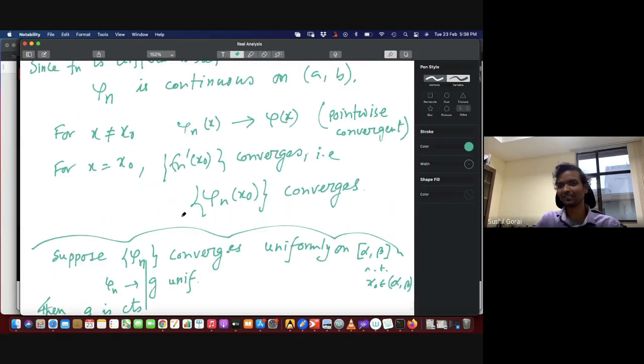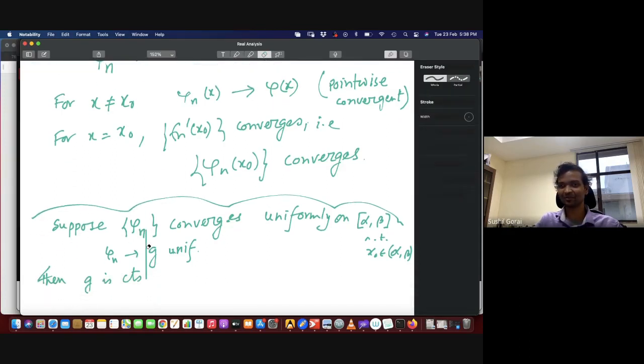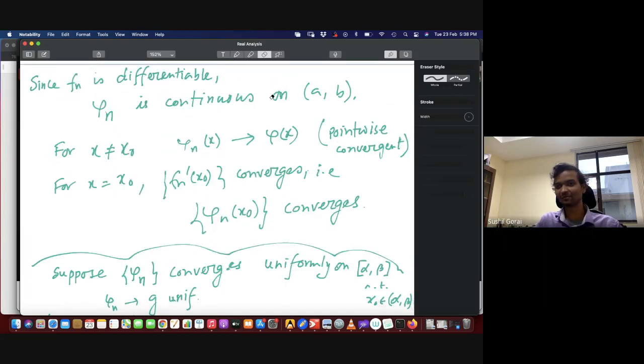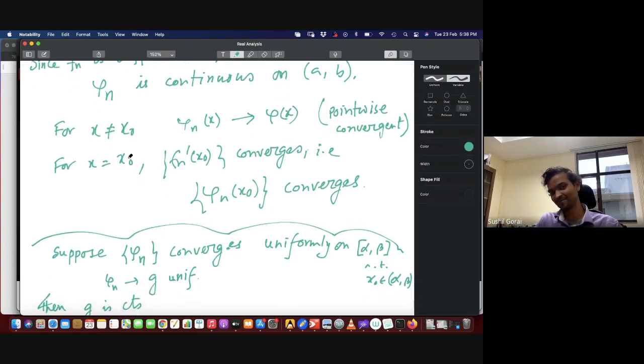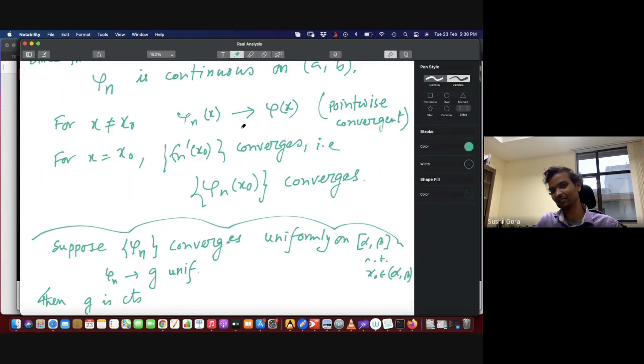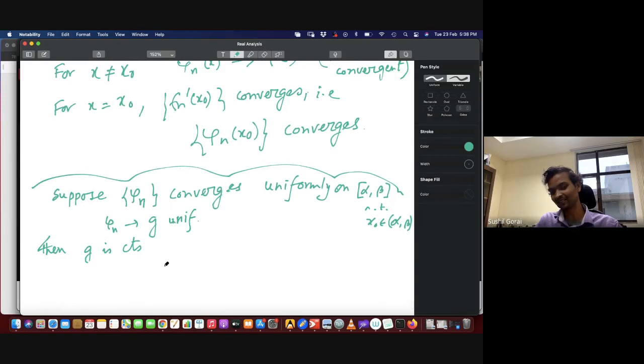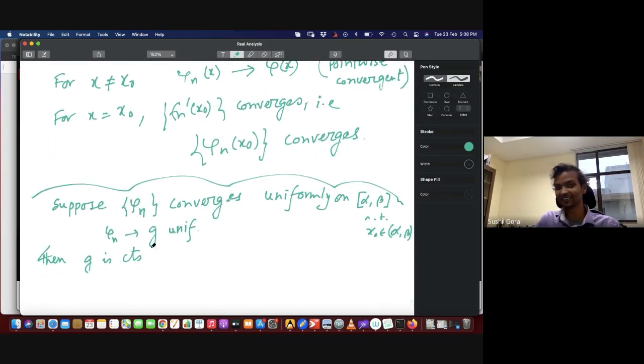Now we know this converges to some function, right? What do you know? We know it converges pointwise to phi when x is not equal to x naught. So this limit of G will be equal to phi for x not equal to x naught. But the continuity of G will give you that the limit as x tends to x naught of phi(x) exists, right? Is this clear?